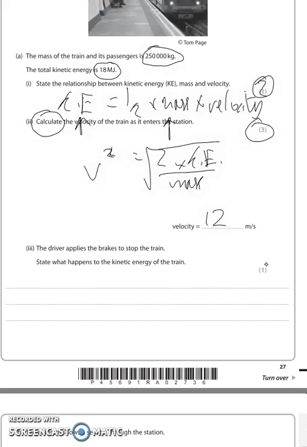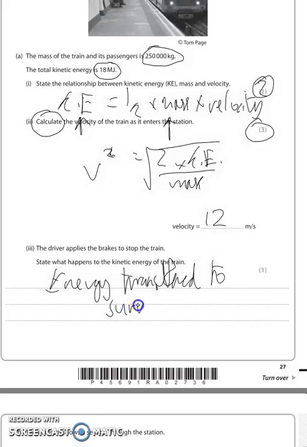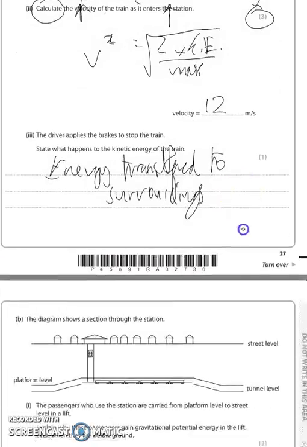The driver applies the brakes to stop the train. State what happens to the kinetic energy of the train. So this is a classic: energy transferred to surroundings. Very familiar to those who did a lot of studying for thermal physics. So if the energy is lost, where's it gone? It's always going to be transferred to its surroundings. You can have that through heat, sound, any other forms.